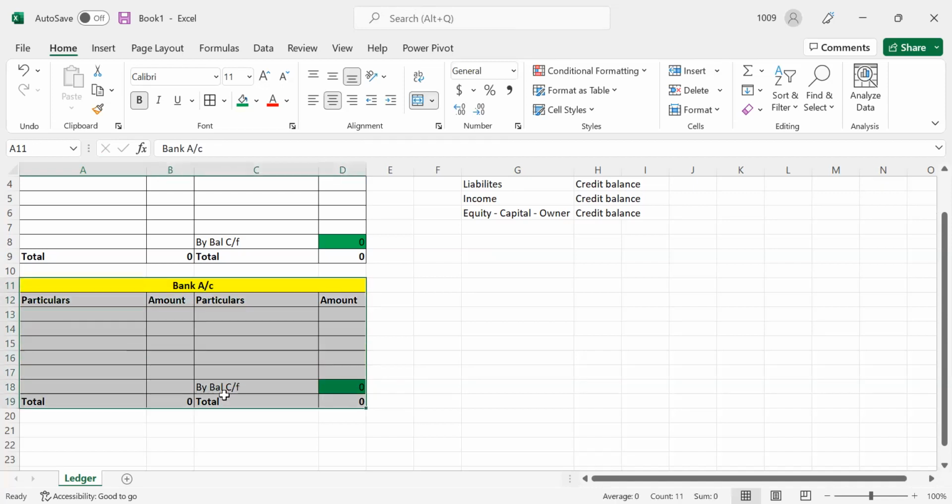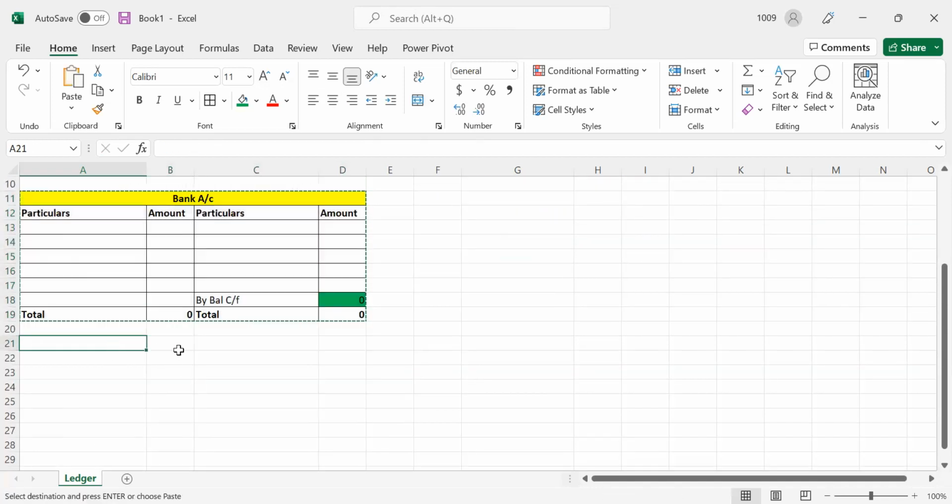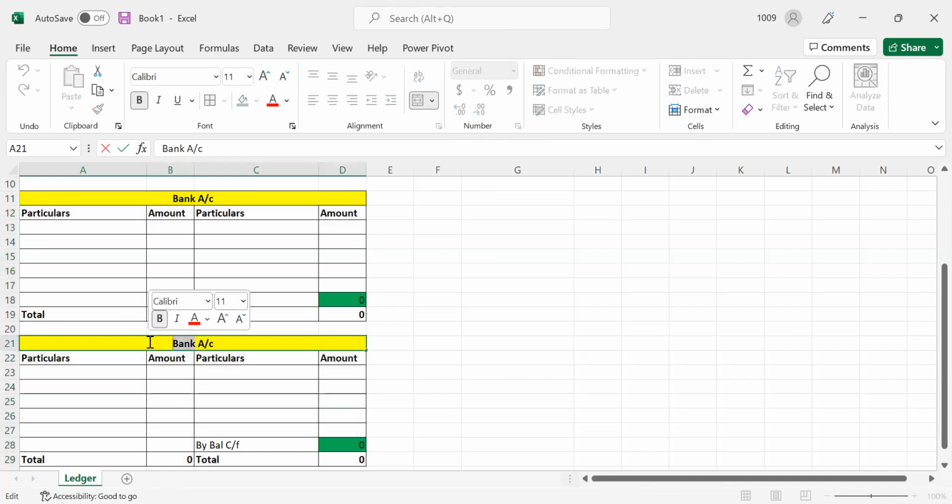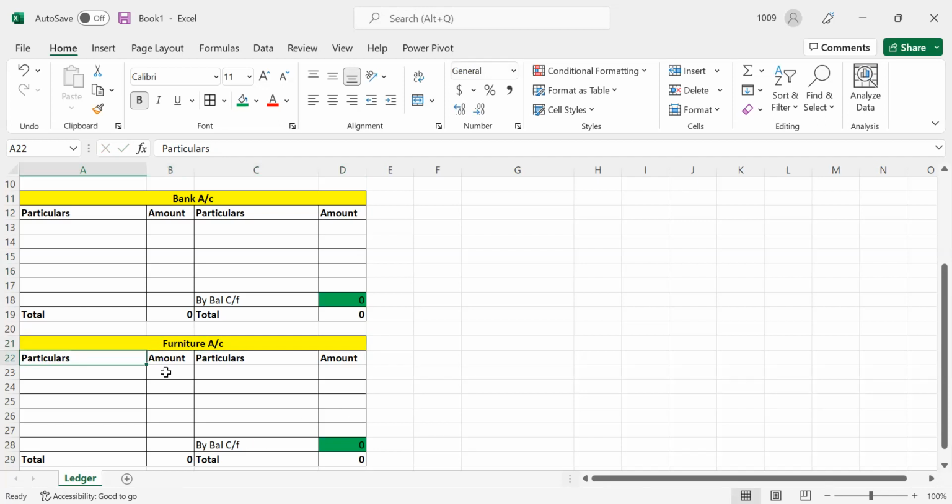Let's say that you have a laptop or any assets. Just rename to furniture, or if you have a laptop, you can write laptop. So whatever figures you write in future as per the journal entries, you will find the balance automatically coming, right? So this is the beauty of Microsoft Excel.